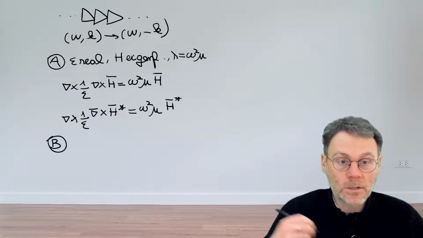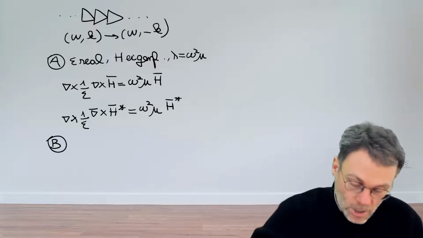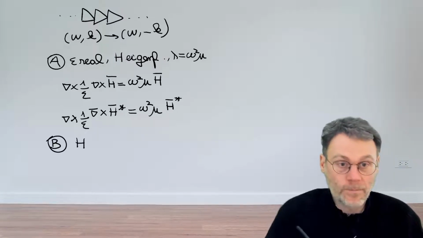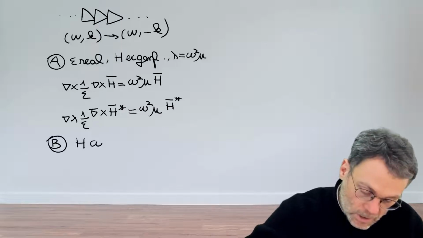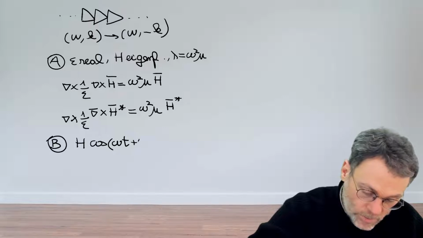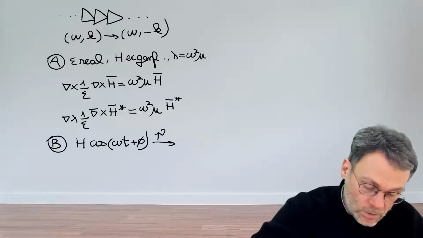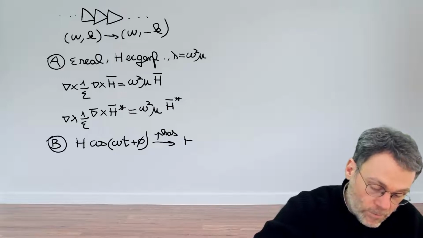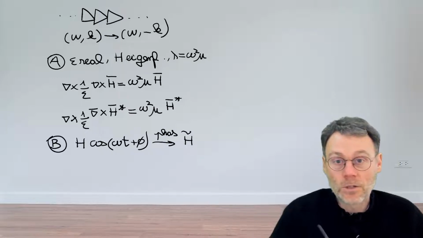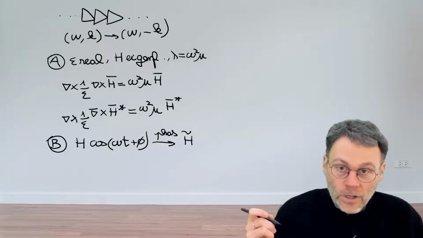In the next part, we're going to look at a phasor representation. So if we have a certain field in the time domain, H, it looks like cosine of omega t plus phi. If we translate that to the frequency domain, to the phasor domain, remember we can associate a complex number to that, H tilde.